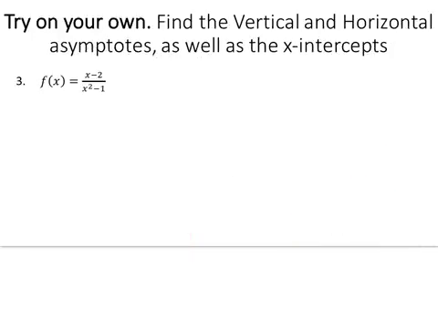So try on your own. I want you to do the exact same things. I want you to label the domain, find the x-intercepts, and decide what type of horizontal asymptote you have. Once you are all in class, we will graph these together and work on the homework. Good luck.